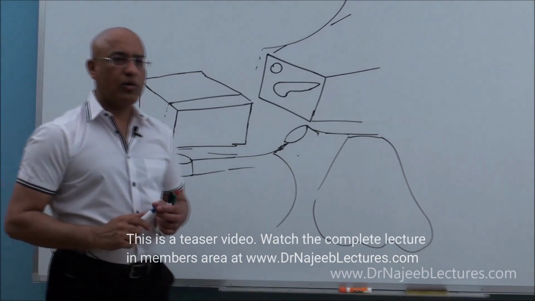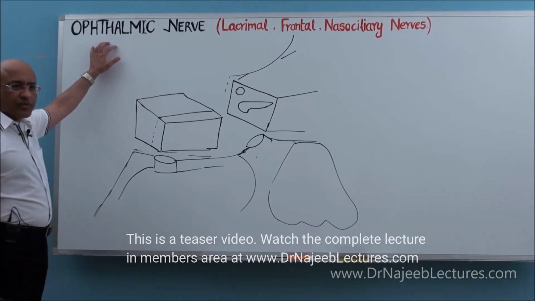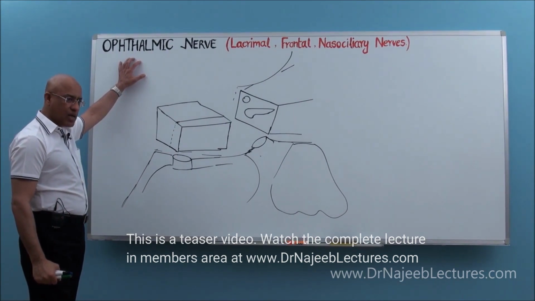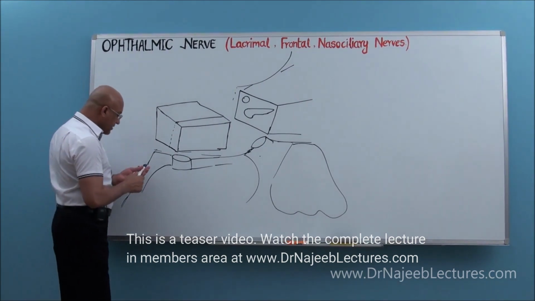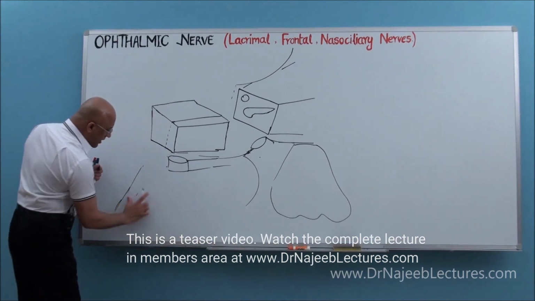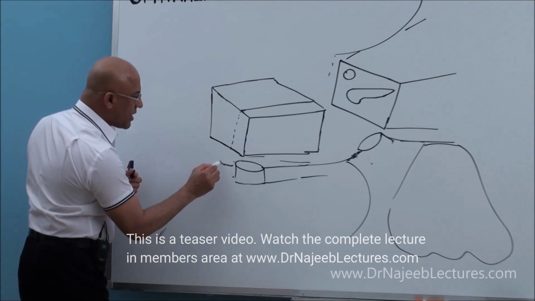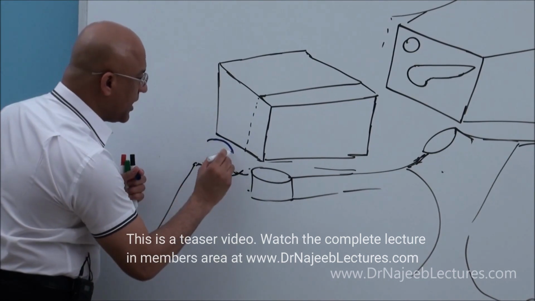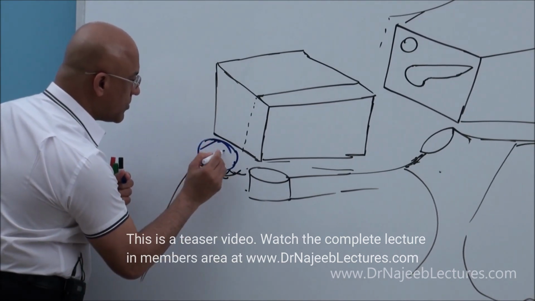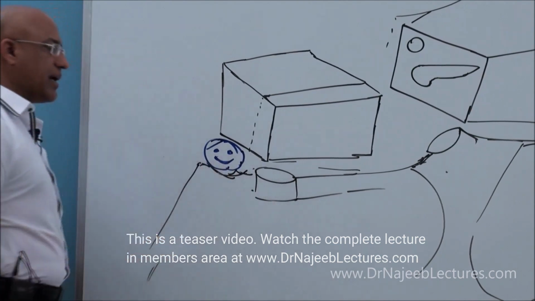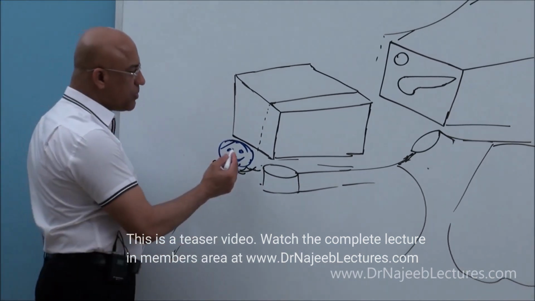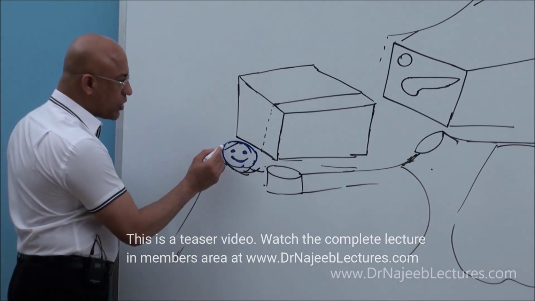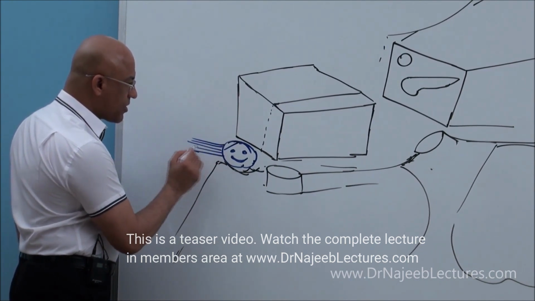Now, as you know, the ophthalmic nerve is one of the branches of the trigeminal system. It actually originates from the trigeminal ganglion. Now the trigeminal ganglion is present on the tip of the petrous part of the temporal bone in a small depression. I will draw it here. This is the trigeminal ganglion. Basically it is a sensory ganglion, and its central fibers go to the pons.